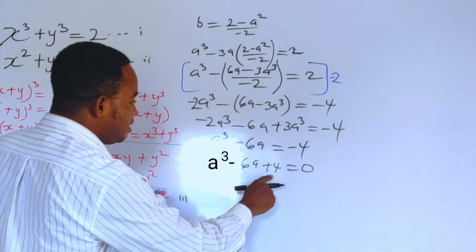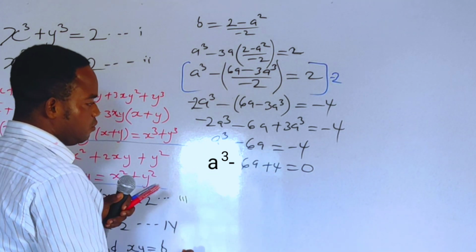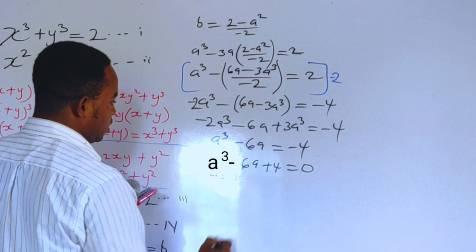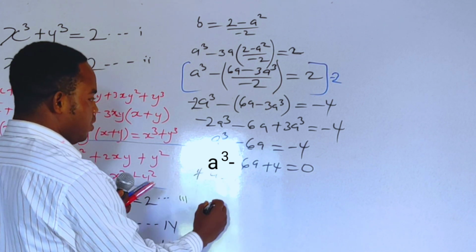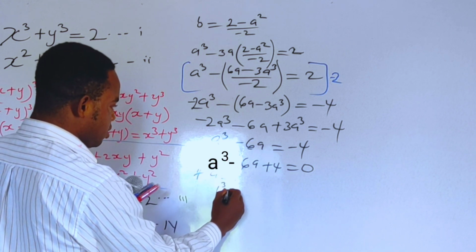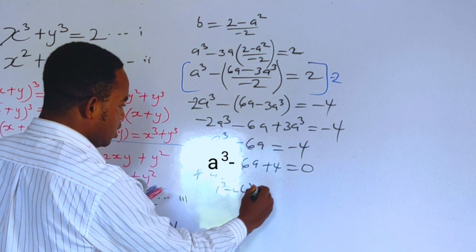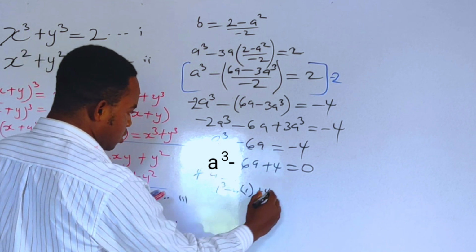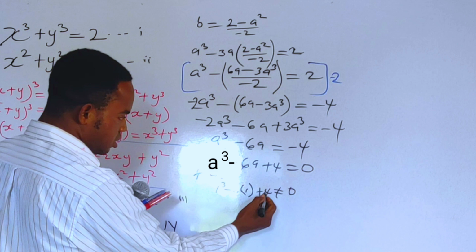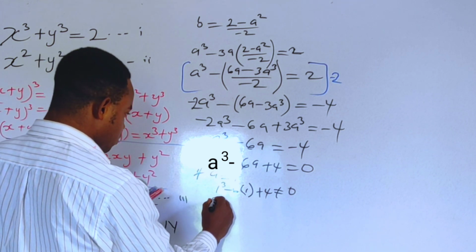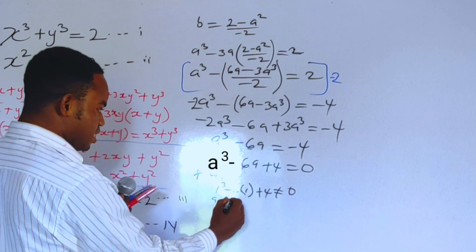So let us test for plus 1 first. Let's test if a is equal to 1. Then this will be 1 raised to power 3 minus 6 into 1 and plus 4. So looking at this already, this is not equal to 0 because this and this will be 5 and this will be negative 6. So what if a is equal to 2?